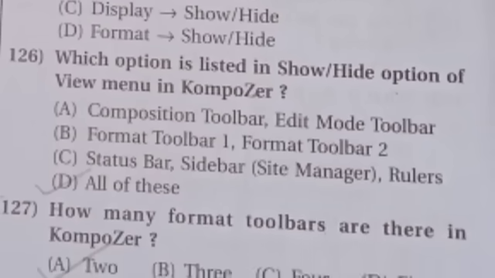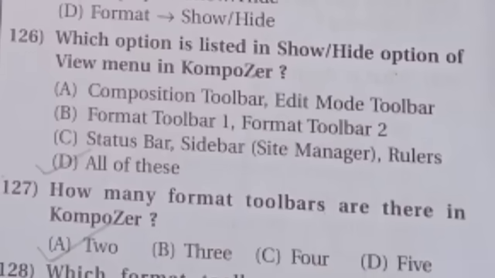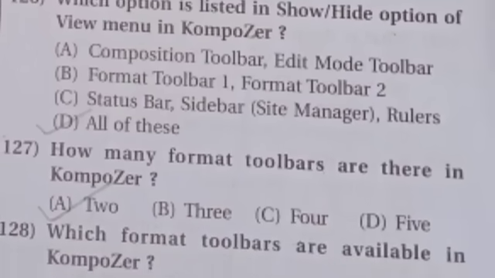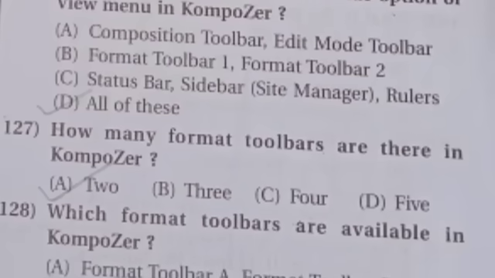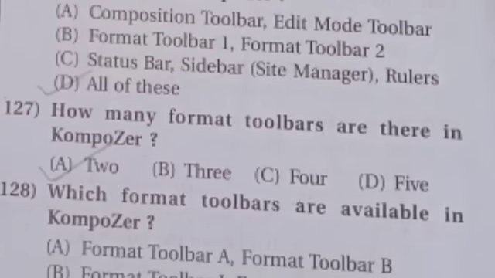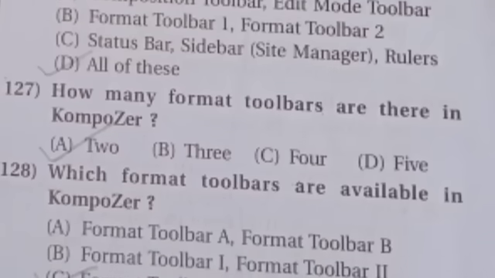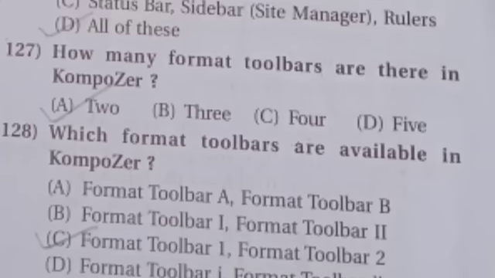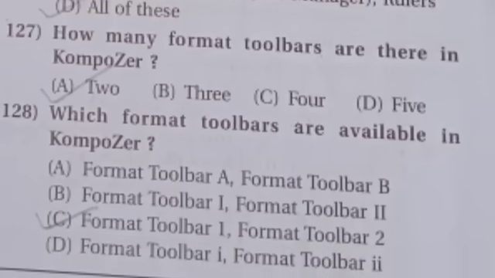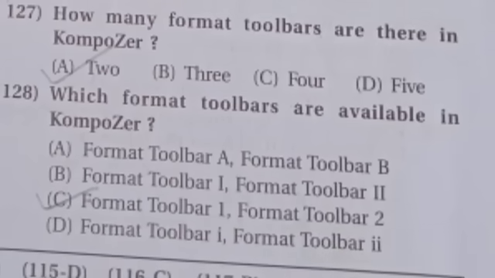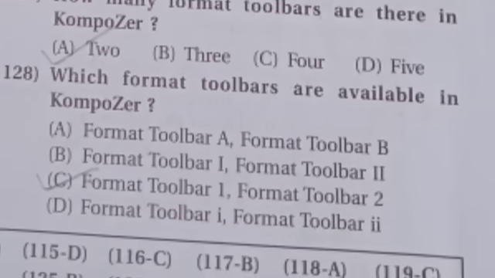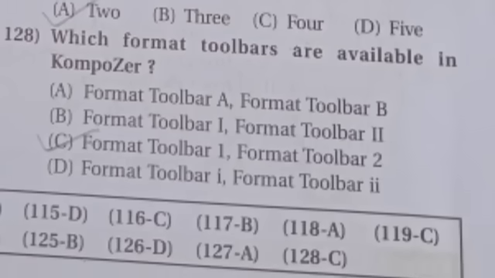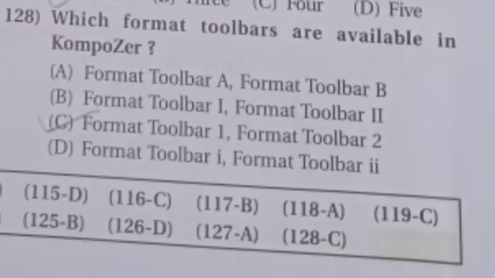विच ऑप्शन इज लिस्टेड इन शो हाइड ऑप्शन ऑफ व्यू मेन्यू इन कंपोजर? तो आंसर है ऑल ऑफ दिस. हाउ मेनी फॉर्मेट टूल बार आर देयर इन कंपोजर? तो इसका आंसर है 2, ए आंसर है 2. विच फॉर्मेट टूल बार आर अवेलेबल इन कंपोजर? इसका आंसर है सी. इसके बाद आगे देखिए.